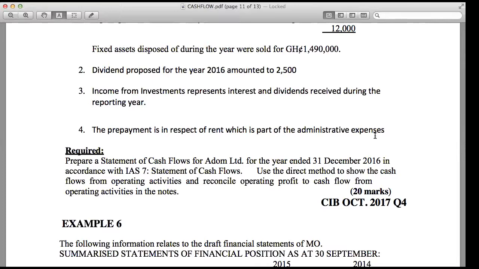Then we are done. We go to note 2. Dividend proposed for the year 2016 amounting to 2,500. It means that we have to use this to calculate the dividend paid. So that is it.